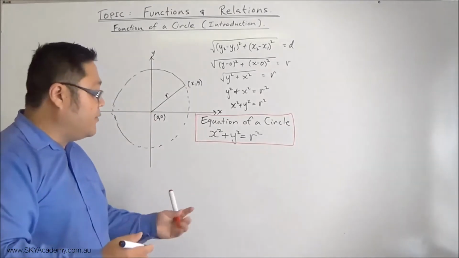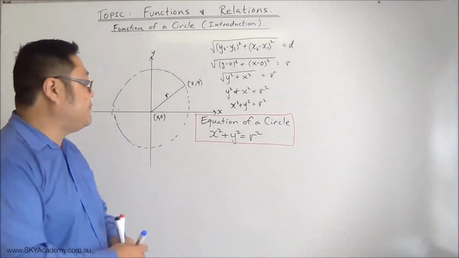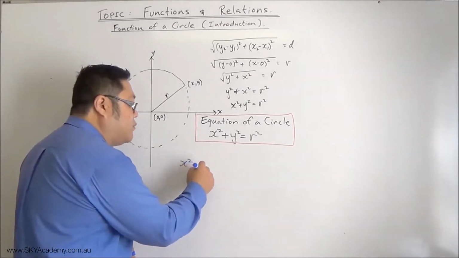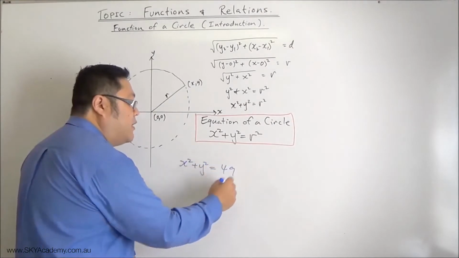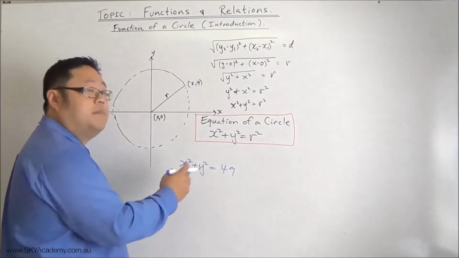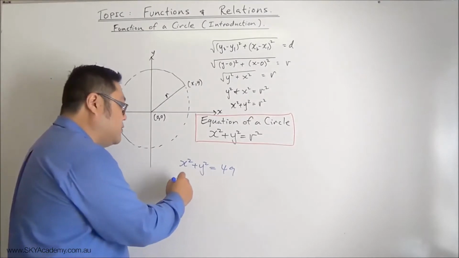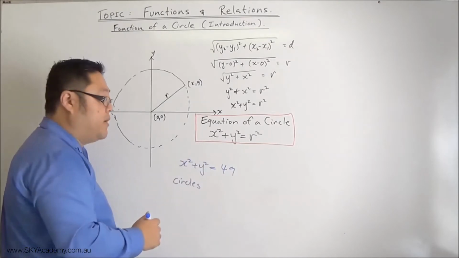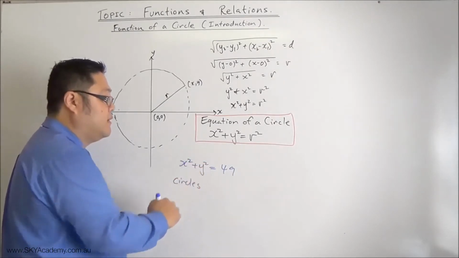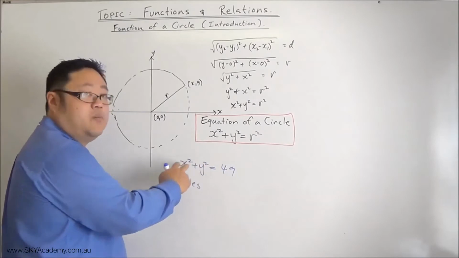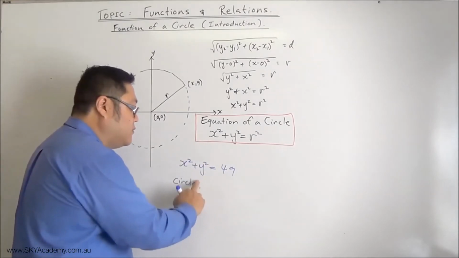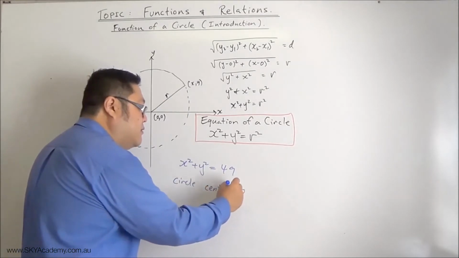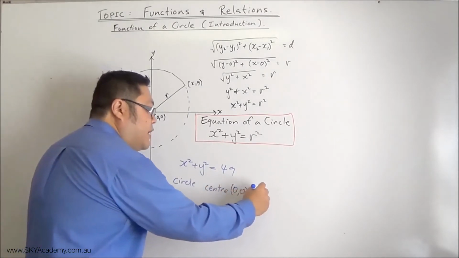Let's look at an example then. If you had the equation x squared plus y squared equals 49, what that would mean is that you have a circle. Immediately it's a circle because your x and your y are both squared. So it's a circle with center 0, 0 and radius 7.